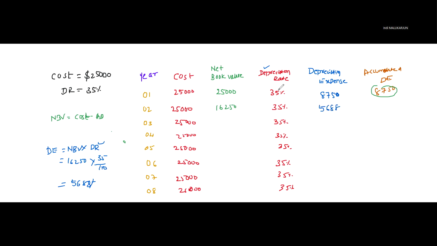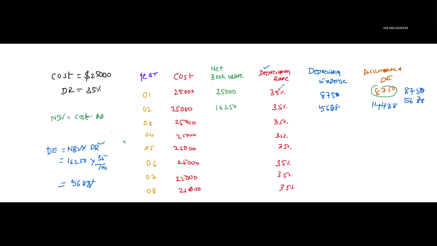Now what happens to the accumulated depreciation here? It was earlier 8750. For the second year it is 5688. Now accumulated depreciation is how much? Now it is 14438.